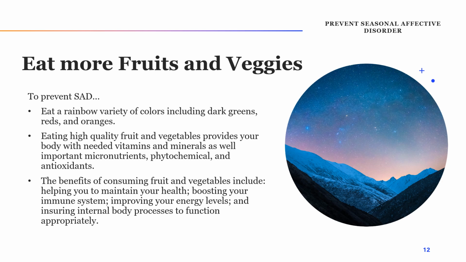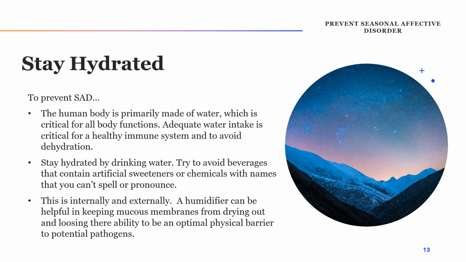The benefits of consuming fruits and vegetables include they boost your immune system, they improve your energy levels, they ensure your body processes are functioning appropriately, so if you are exposed to bacteria or virus and other pathogens, it's ready to handle that exposure. Stay hydrated. The human body is primarily made of water, which is critical for all body functions. We can best stay hydrated by drinking water. Try to avoid beverages that contain artificial sweeteners or chemicals, or as I like to say, anything that I can't spell or pronounce is probably not something I should be eating or drinking.